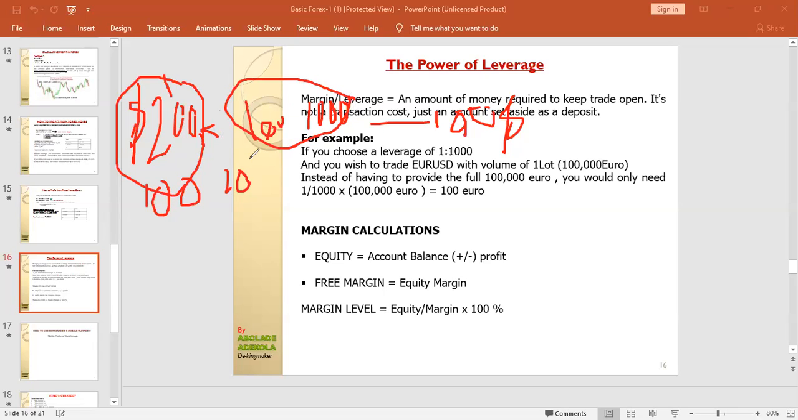If you know risk management with $200, you know the exact amount you are risking. You don't want to risk more than $4 on a trade. That is 2% of 200. You don't want to risk more than $4 if you know proper risk management. So that means even if heaven is going to fall, you won't lose more than that $4.